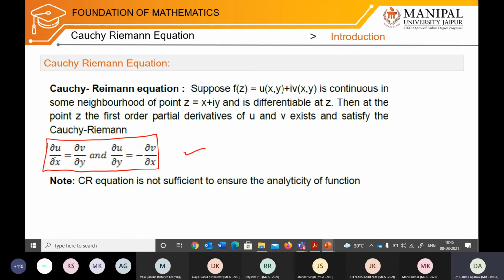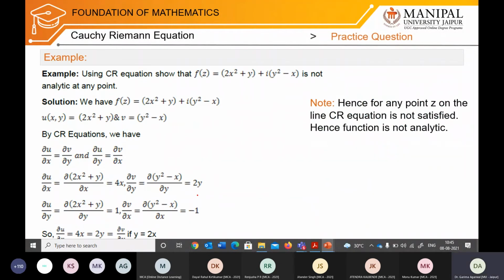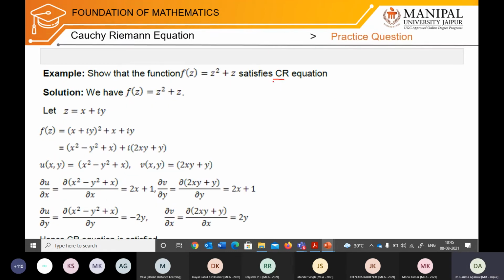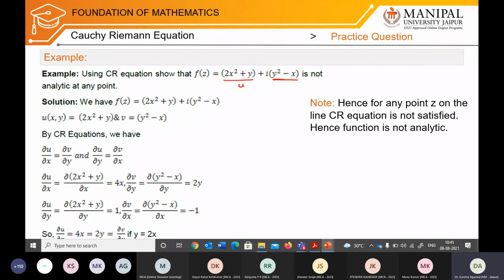If a complex function is analytic, it satisfies this Cauchy-Riemann equation. That means it is a necessary condition, but it is not a sufficient condition. Right? Here we have one example. The real part is u. The imaginary part is written as v. Right? And we need to verify this equation. If u and v satisfy this equation, that means it is analytic, otherwise it is not analytic.